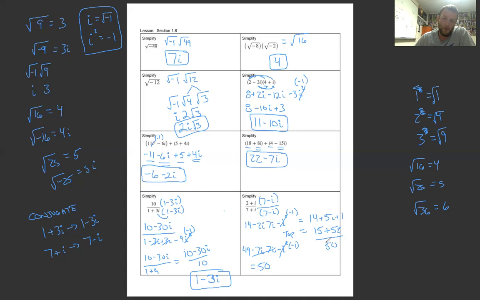And notice, what can I multiply or divide everything by? 15, 5, and 50, I can divide by 5. So 15 divided by 5 is 3. 5 divided by 5 is 1. 50 divided by 5 is 10. And there's my simplified version of that.